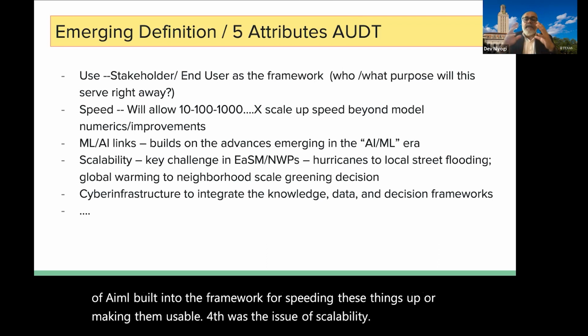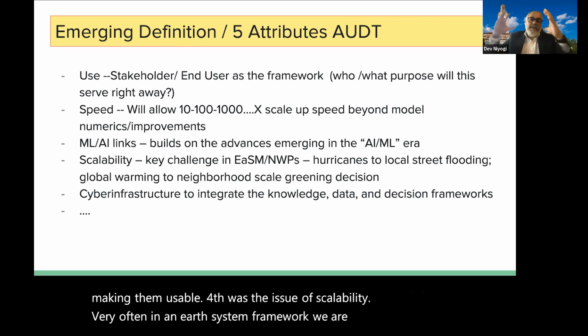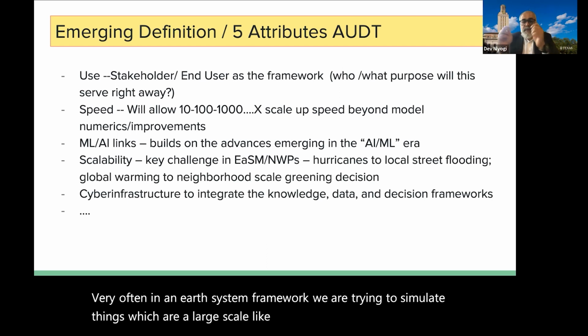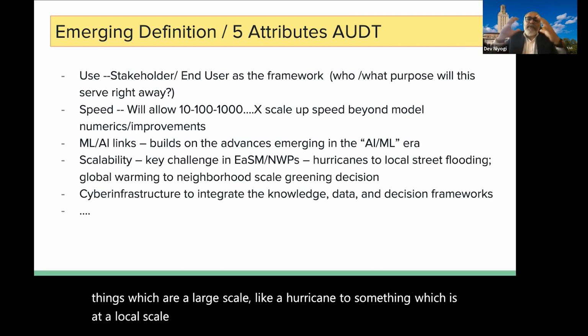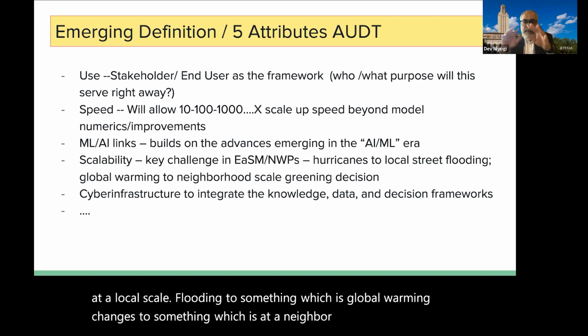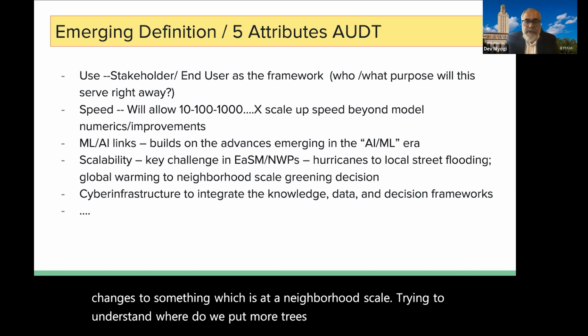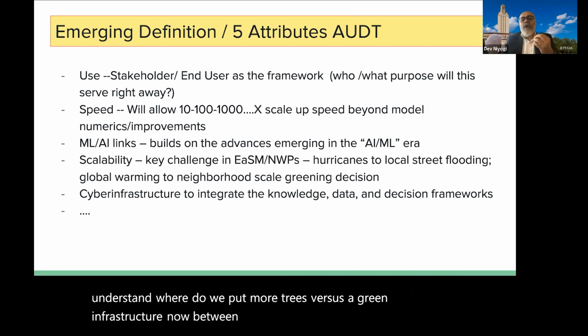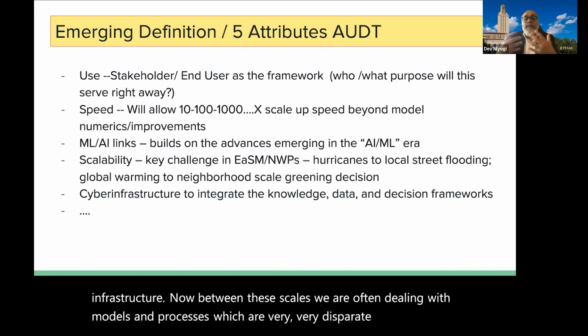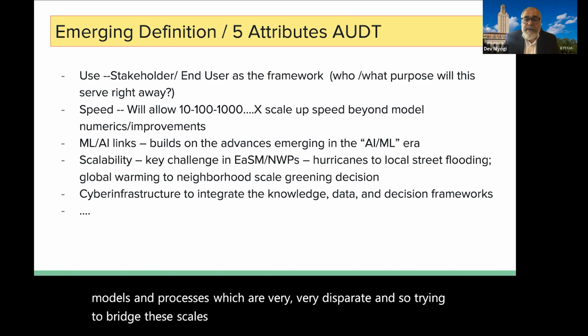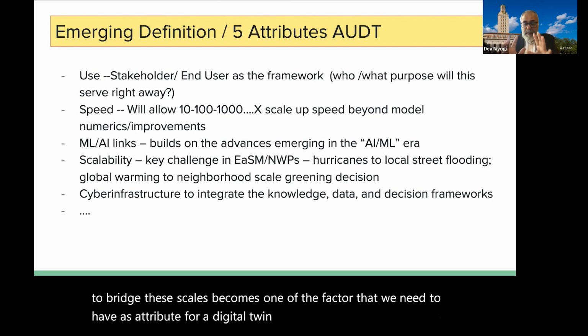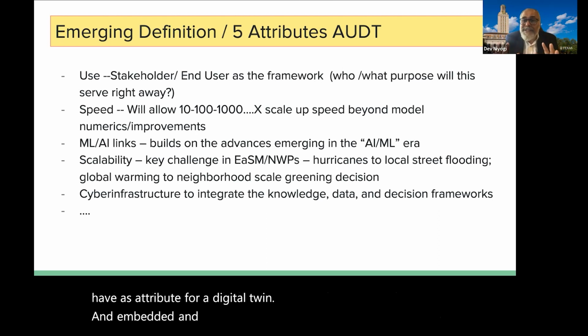Very often in an Earth system framework, we are trying to simulate things at a large scale, like a hurricane, to something at a local scale like flooding, to something like global warming changes, to something at a neighborhood scale, trying to understand where we put more trees versus green infrastructure. Between these scales, we are often dealing with models and processes which are very disparate. And so bridging these scales becomes one of the attributes we need for a digital twin.